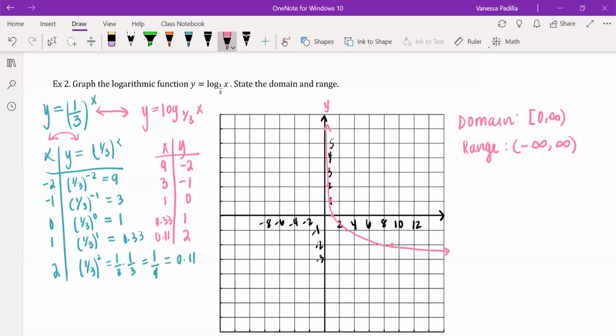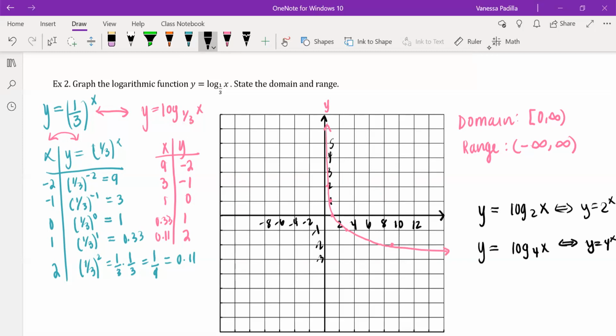All right, so that's about it. So you'll be asked to graph things like y equals log base 2 of x, which you'll start off by graphing y equals 2 to the x, because those are inverses of each other. Then you switch the x and the y for the trick. So another example could be like y equals log base 4 of x, and you would graph y equals 4 to the x.